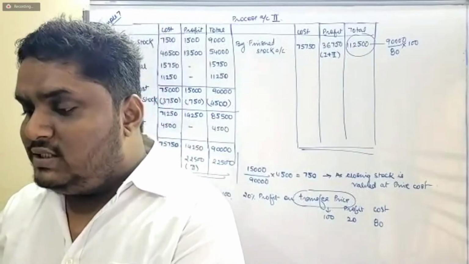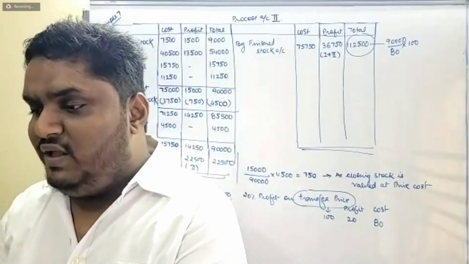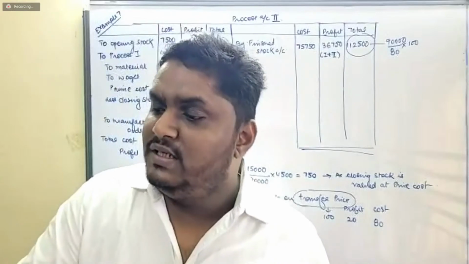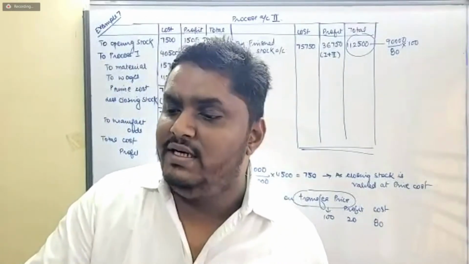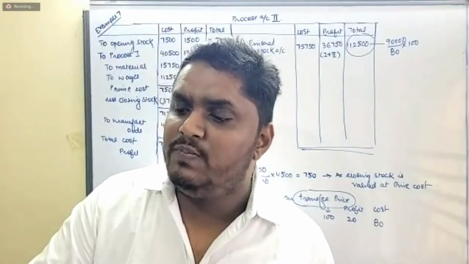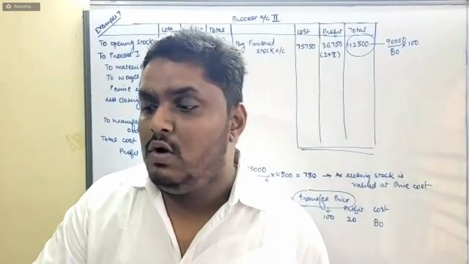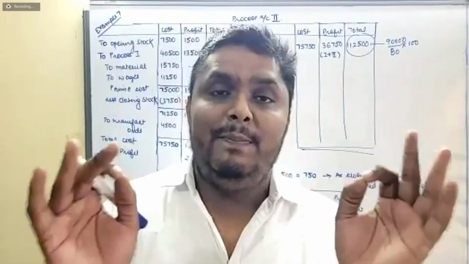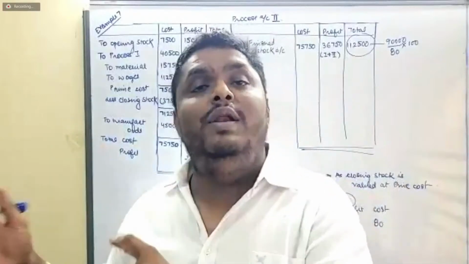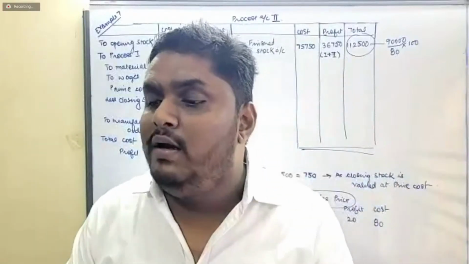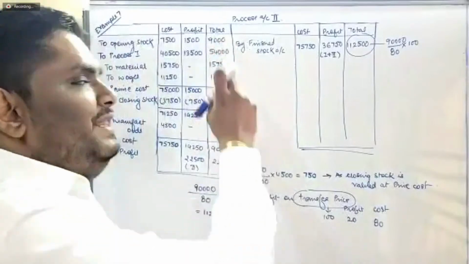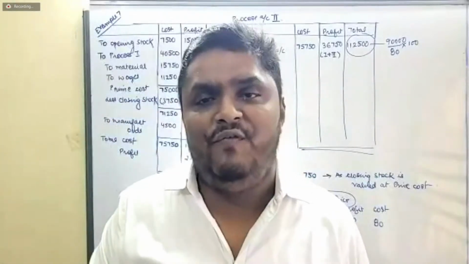Sir, how come process second opening stock profit is 1,500? See, Sunil, just check the question. It is given in the question itself. Inter-process profit included in opening stock, that is 1,500. Inter-process profit of 1,500 rupees is already included in opening stock. It means this 9,000 includes this profit of 1,500.